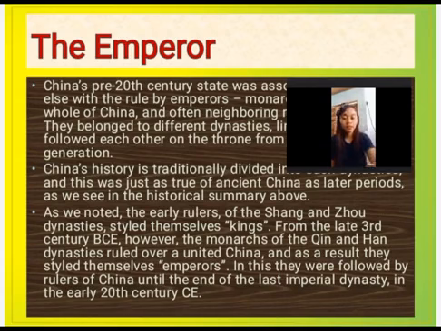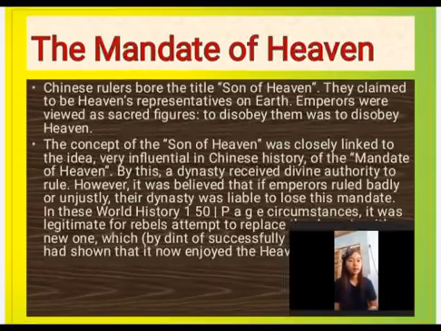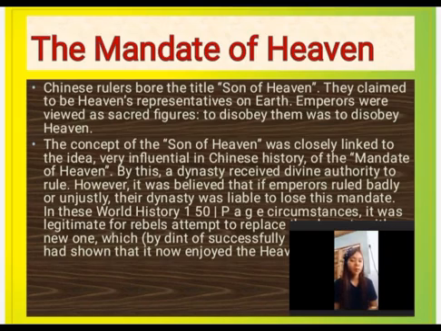The mandate of heaven. Chinese rulers bore the title Son of Heaven. They claimed to be heaven's representative on earth. Emperors were viewed as sacred figures, and to disobey them was to disobey heaven. The concept of the Son of Heaven was closely linked to the idea, very influential in Chinese history, of the mandate of heaven. By this, a dynasty received divine authority to rule.